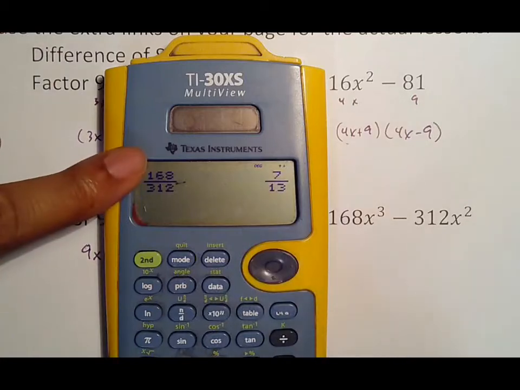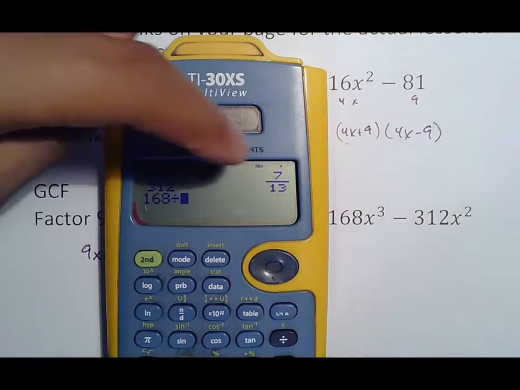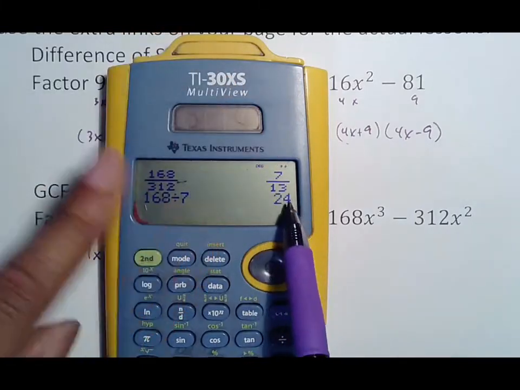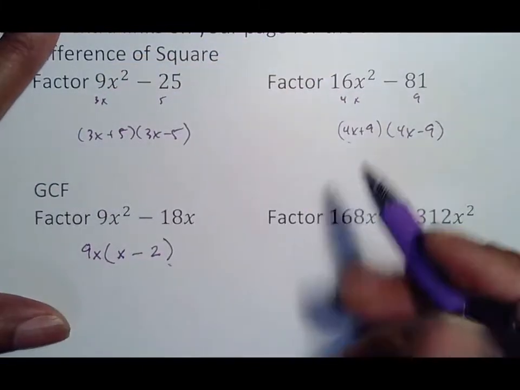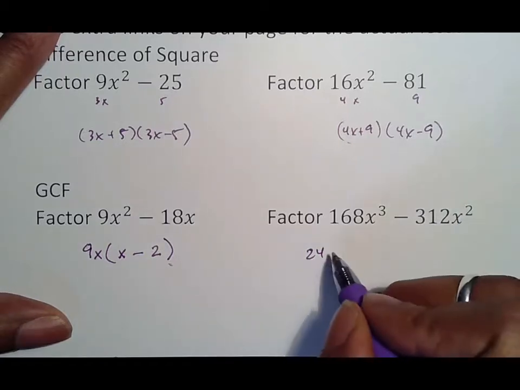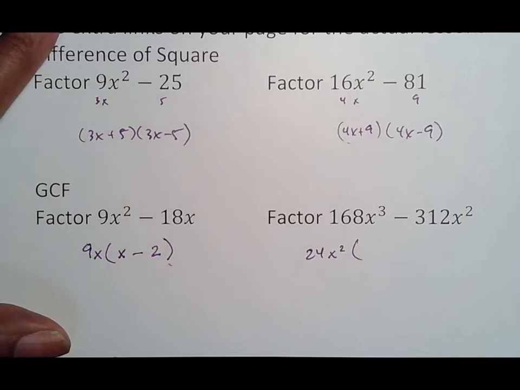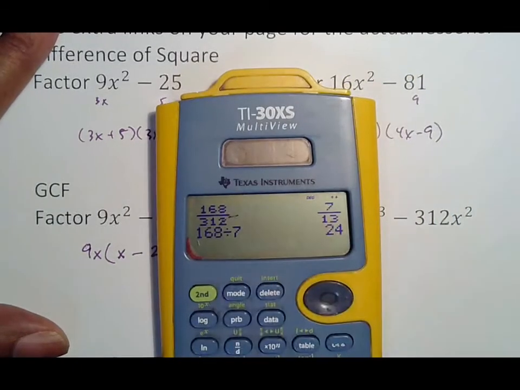I usually just do the top, so 168 divided by 7 means that the hidden number in here is 24, which means the biggest number I can take off is 24. This has 3 x's, that has 2. I'm going to take off 2, and then again we go from there. So let me show you that again.